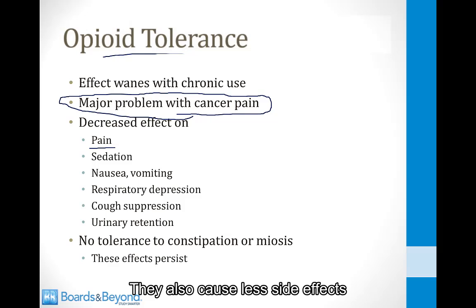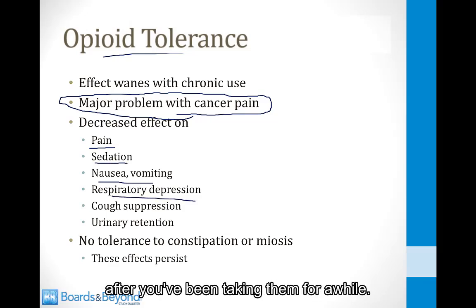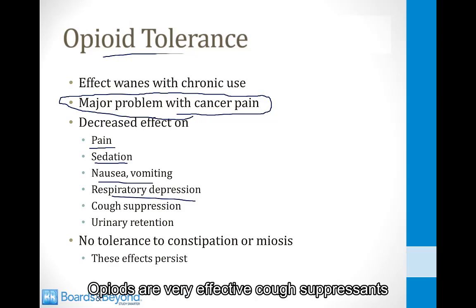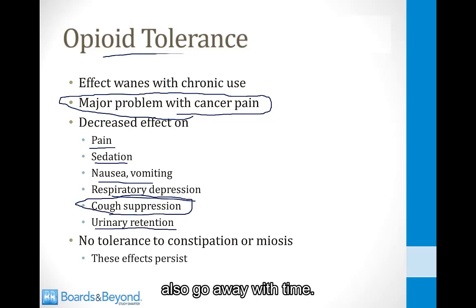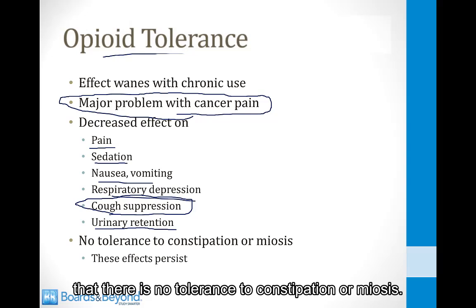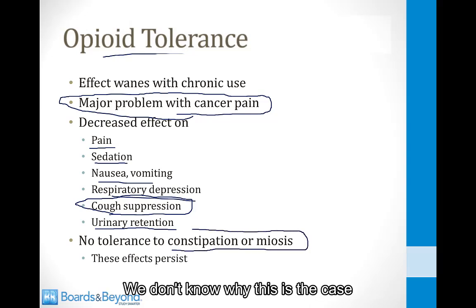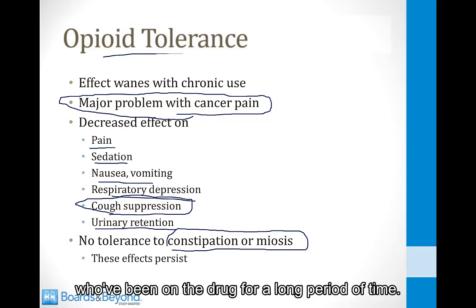They also cause less side effects like sedation, nausea, vomiting, and respiratory depression after you've been taking them for a while. Opiates are very effective cough suppressants, but this effect wanes with tolerance, and then the effects on urinary retention also go away with time. It's very high yield to know for your boards that there is no tolerance to constipation or miosis. We don't know why this is the case, but these two effects persist even in patients who've been on the drug for a long period of time.